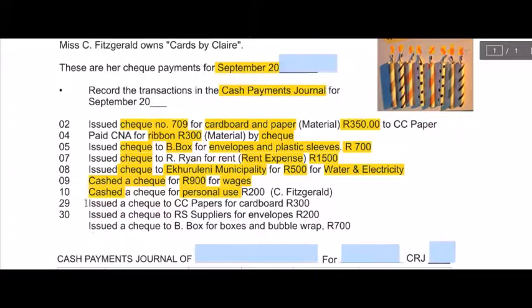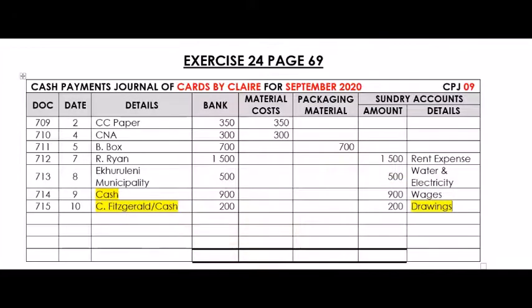Then on the 29th, we issued a check to CC Papers for cardboard, 300 Rand. Okay, now cardboard in the first transaction was treated as materials. So you know cardboard in this transaction will also be treated as materials. So it's check number 716 on the 29th to CC Papers, 300 Rand for material costs. And that's it. Don't write it in any of the other columns.